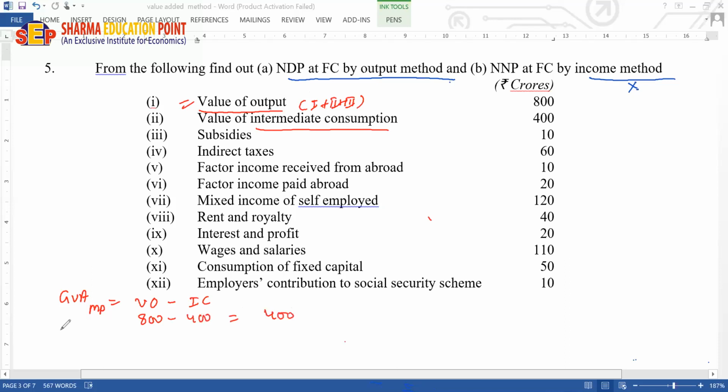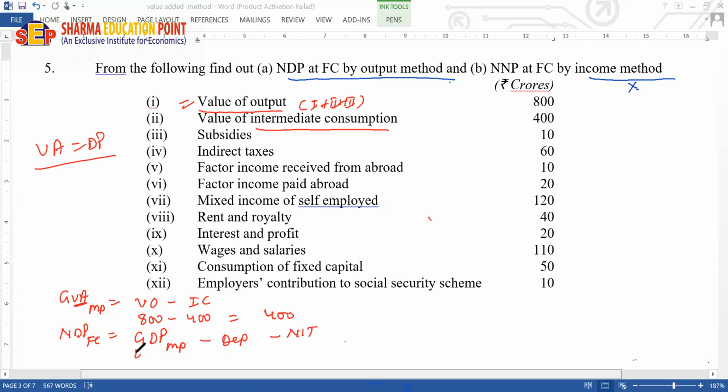Now you need NDPFC. NDPFC and GDP or VDP, same concept I told you. So you can write GDP at MP because value added and domestic product are the same concept. I have already told you, value added and DP are synonyms of each other. So you can write these in place of each other in this method. So gross to net: minus depreciation, and MP to FC: minus NIT.